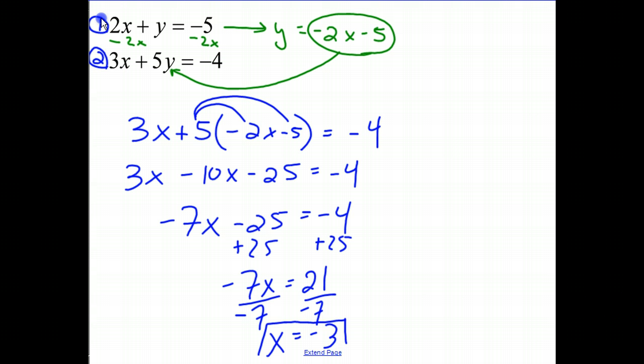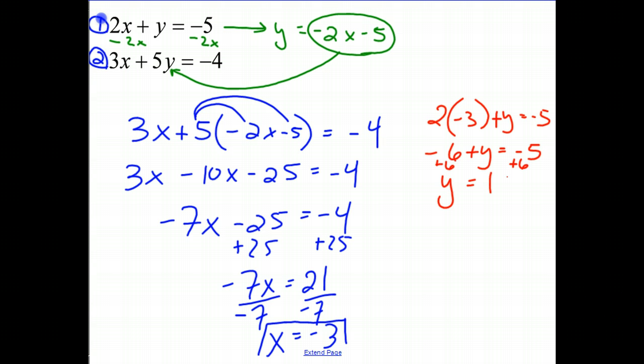So in equation number 1, I now have 2 times the x value I know is negative 3, plus y equals negative 5. Simplifying, I get negative 6 plus y equals negative 5. Adding 6, y equals 1. Therefore, my intersection for this system, my answer, is (negative 3, 1).